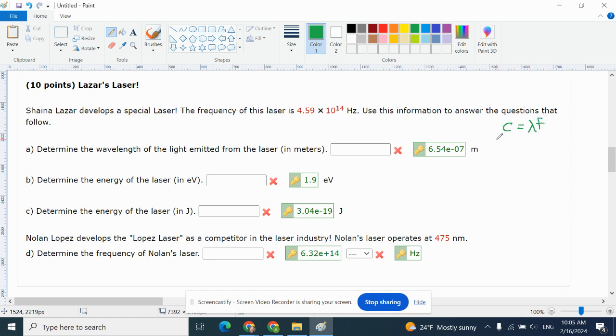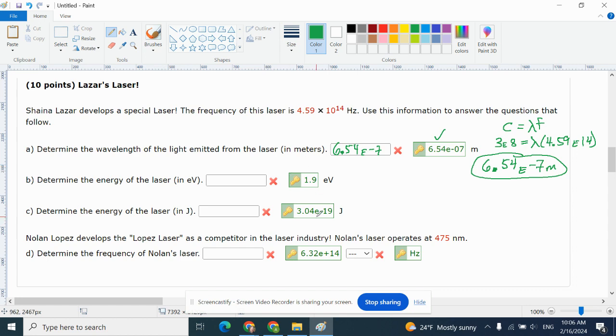C is lambda F. We're going to use V equals lambda F, but since it's light, the speed is C, 3 times 10 to the 8th. So 3E8 divided by the frequency given of 4.59E14 will yield 6.54, should be a decimal, E negative 7 meters. So 6.54 E negative 7, that one checks out. It's 654 nanometers.